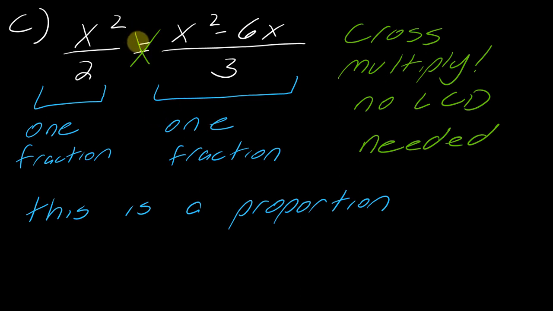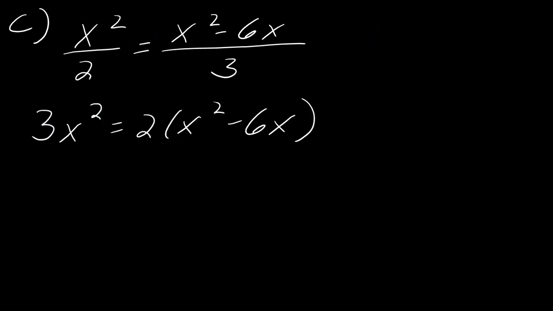So cross multiply literally means I'm going to multiply this way and this way. So the way that this problem is going to look is that it's going to be 3x squared equals 2 times x squared minus 6x. So here's what I've got now. And let me change my pen color again. I keep doing that. Okay, so I've got 3x squared equals 2x squared minus 12x.